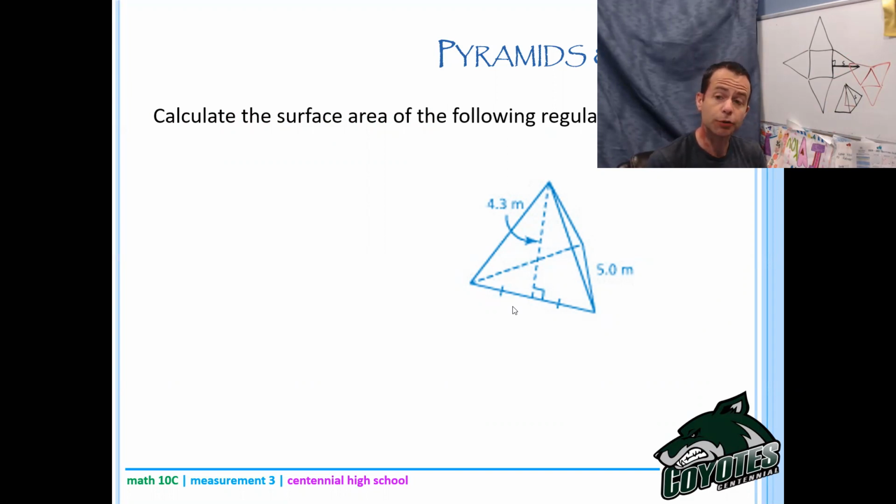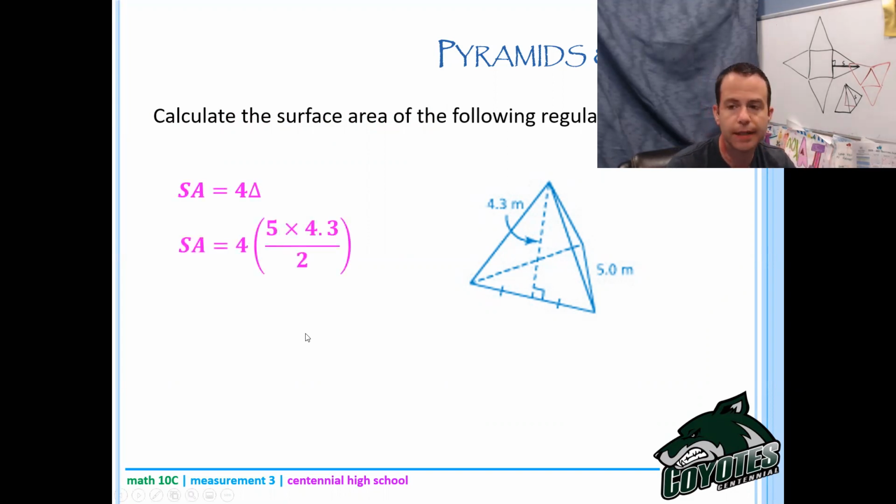So I'd have 4 triangles, and in these ones, all the triangles are the same. So I would go 4 times the area of that triangle. Well, the area of that triangle is base times height divided by 2. So I'd go 5 times 4.3 divided by 2. Okay, and then we just stick that in our calculator and we get 43 meters squared. Remember to use your units, but surface area would be squared. So make sure you have the right units there, okay?